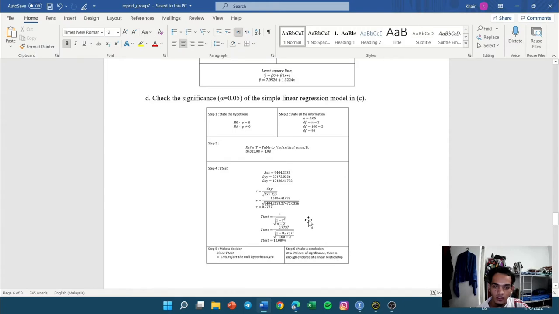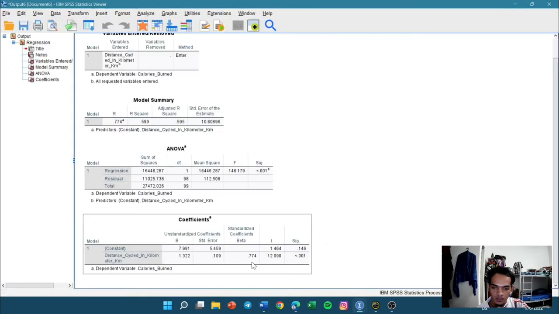This is the manual, and then in the simulation we can see here this is the value of r, which is 0.774, and this is the value for the t-test, which is 12.090, which is the same as our manual calculation that we have done. So I think that's all from me.